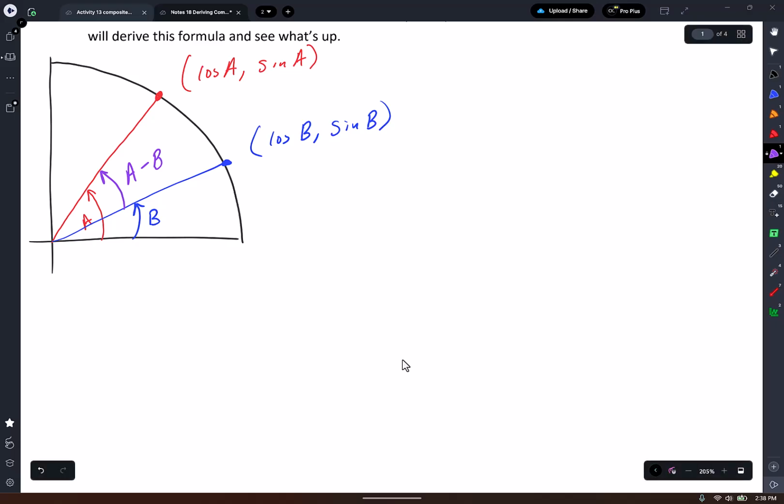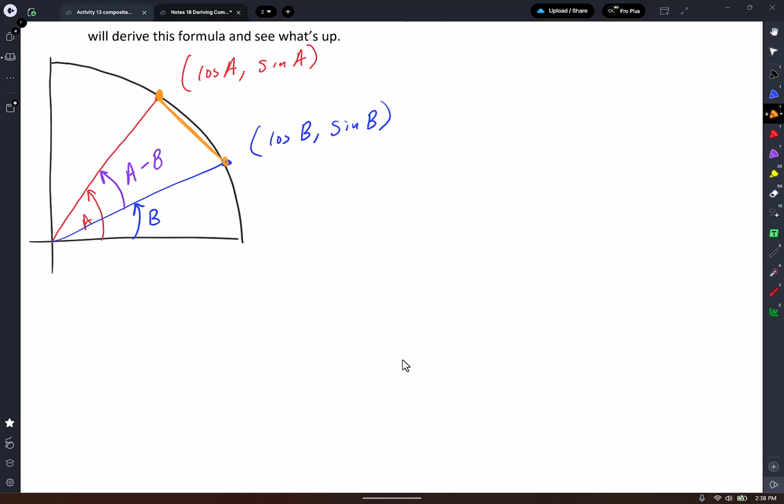So how are we going to derive this? What I want is to find the distance between this coordinate at cosine A, sine A and this coordinate at cosine B, sine B. So let me go ahead and connect those two dots with a straight line here. I want to find that distance. For any two points, you could use the distance formula, which is just the brother or the sister of the Pythagorean theorem.